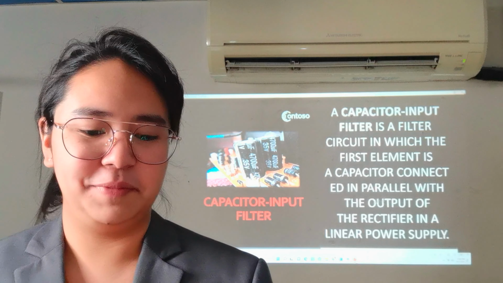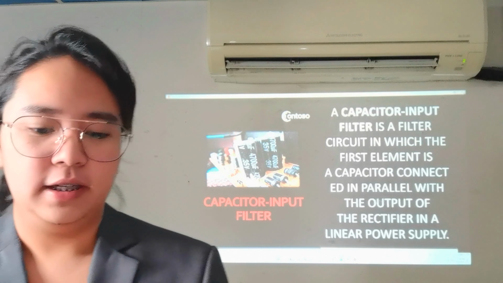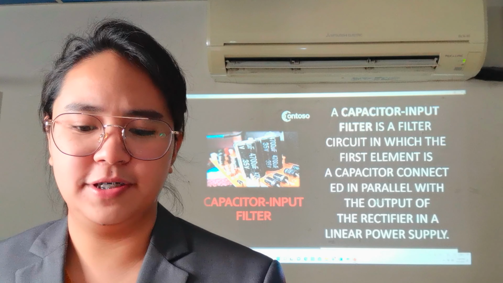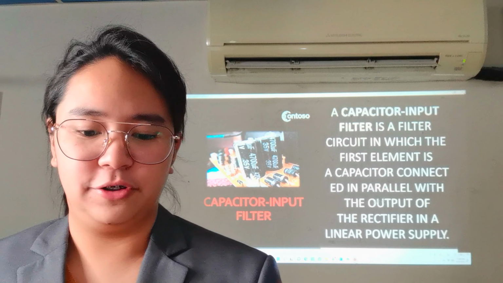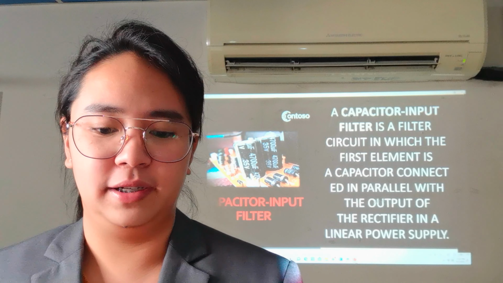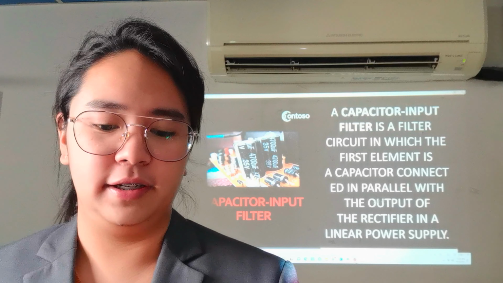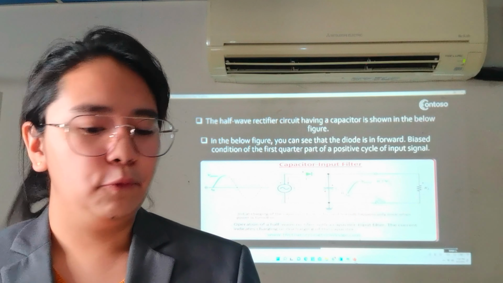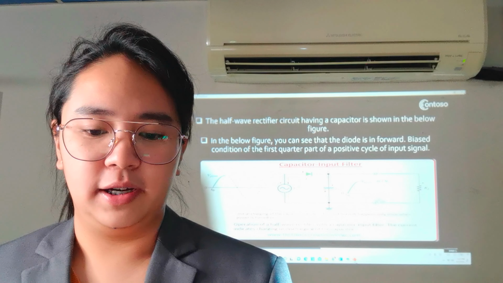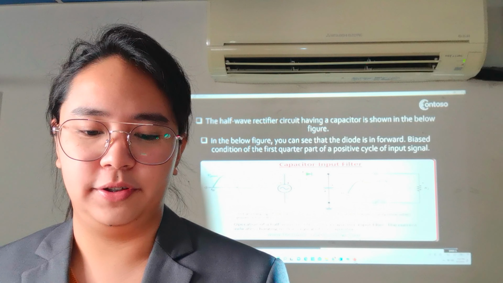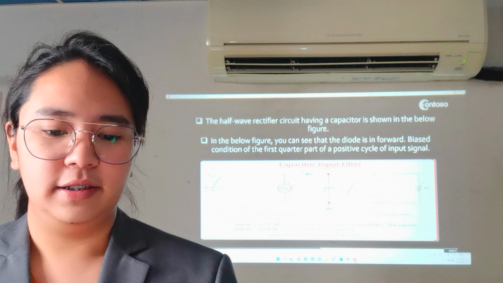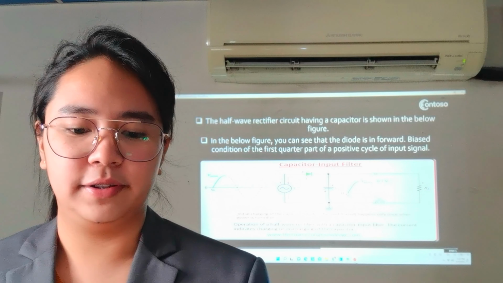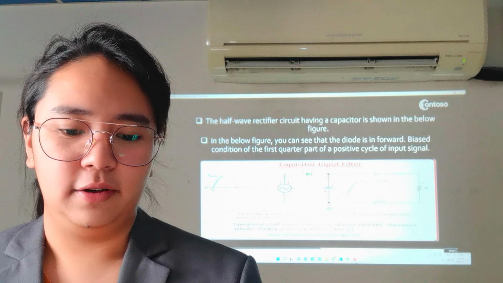A capacitor input filter. A capacitor input filter is a filter circuit in which the first element is a capacitor connected in parallel with the output of a rectifier in a linear power supply. The half-wave rectifier circuit having a capacitor is shown in the below figure. In the below figure, you can see that the diode is in forward biased condition for the first quarter part of the positive cycle of the output signal.